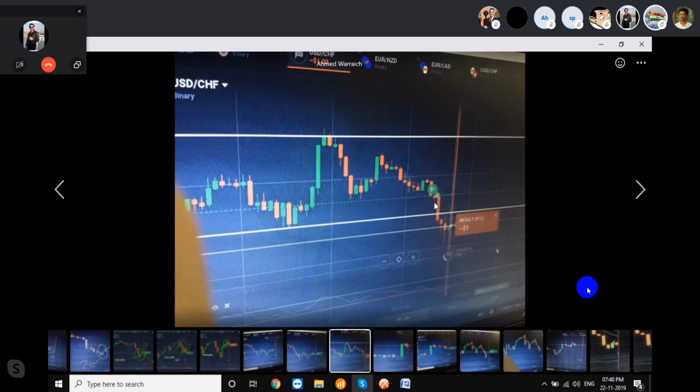What is it? Hammer. I don't know whether it is a perfect hammer or not. Sir, at that time, it was exact. It formed at an exact support level. So I placed the trade.